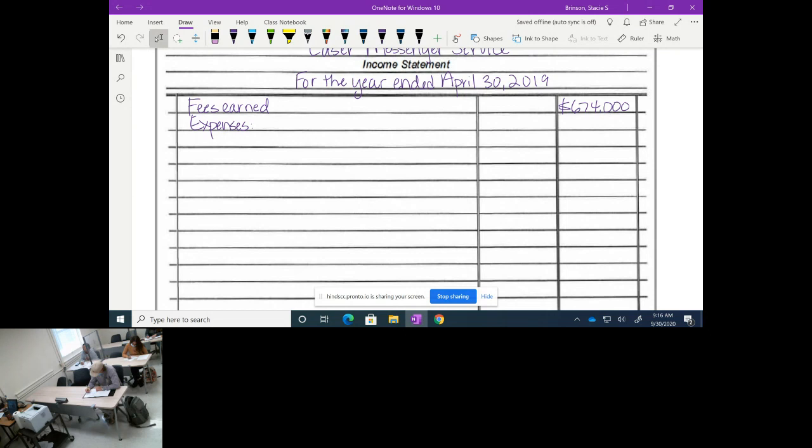Okay, so what would our first expense be? Salaries. You're going to find from here on out that salaries expense or wages expense is going to be your biggest expense on these problems, and that's true in reality as well. So that's 336,900.